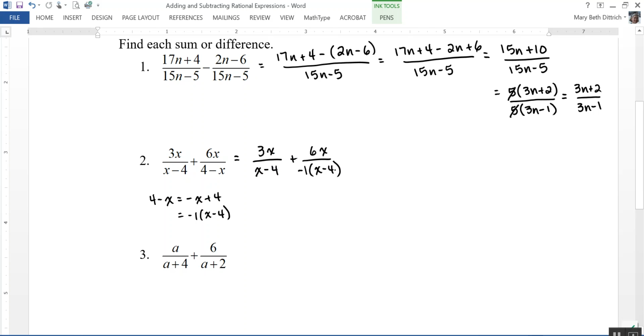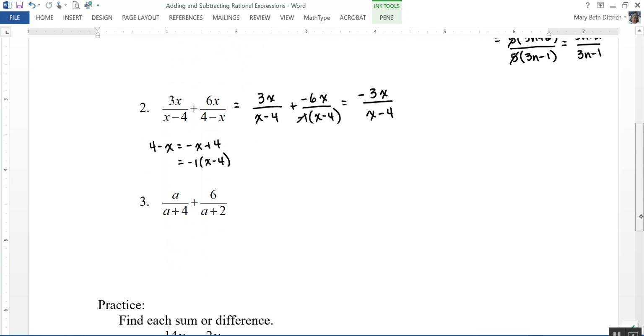And this is actually a little bit of a unique situation here. Since my denominator is being multiplied by a negative 1, I can really just take that and move that up to the numerator. Because with a negative 1, it doesn't matter if the negative's on the top or on the bottom of the fraction. So that's going to give me, combining terms across the top, 3x minus 6x is going to give me a negative 3x. And I have my common denominator of x minus 4.